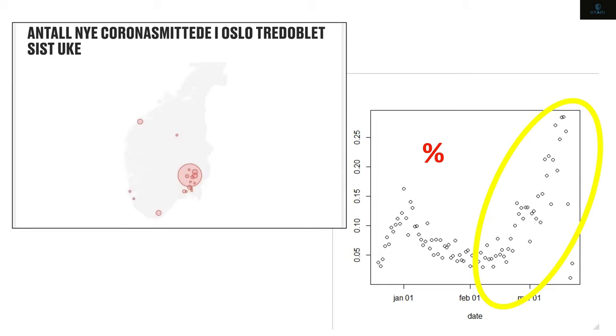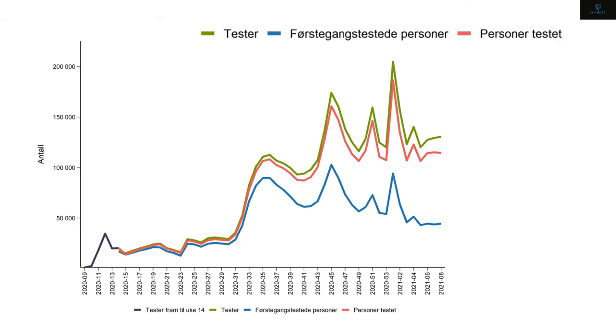So for example, you can easily find in the press articles that say that the number of corona infected in Oslo has tripled in the last week. And when we look at the percentages, we see that it has been a factor of five, for example. And this is understanding the fundamental information in data. It's simple things, right? But it's important.